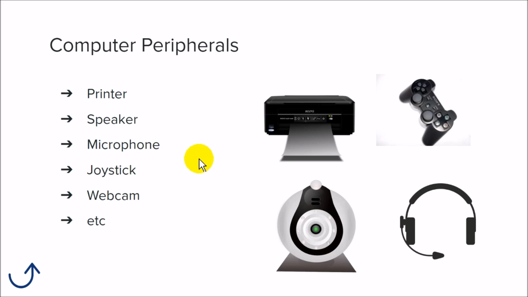A microphone is used to send audio data into your computer, just like I'm recording this and using a microphone to send in my voice. You have a joystick, which comes in different forms. One of them is something like this, but a joystick is mostly known as a gamepad, which you can use to play games with your computer.